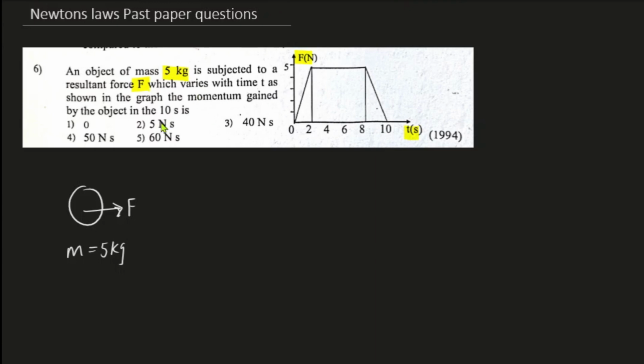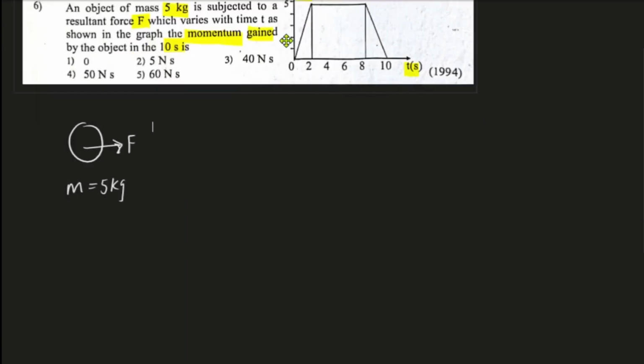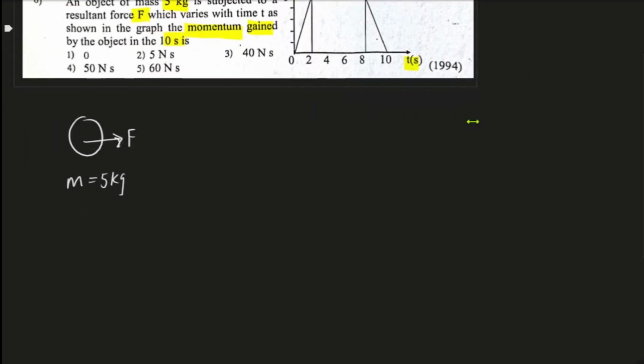What they're asking is the momentum gained within these 10 seconds. Simply, if we apply F is equal to mv minus mu over t, and multiply F and t, F into t is equal to delta mv, the change in momentum, or else the momentum gained. mv minus mu gives us the linear momentum change.